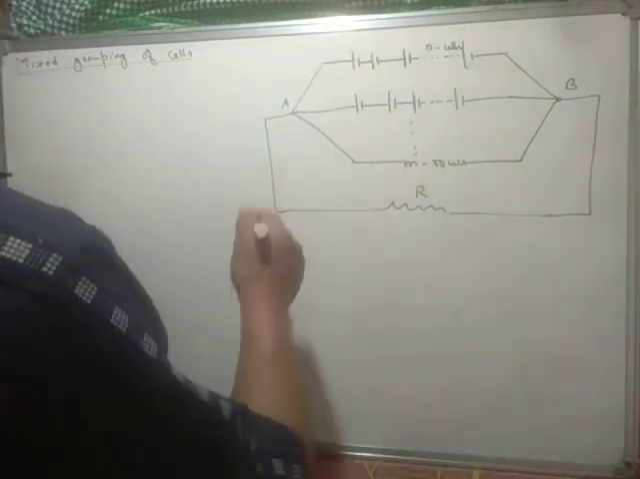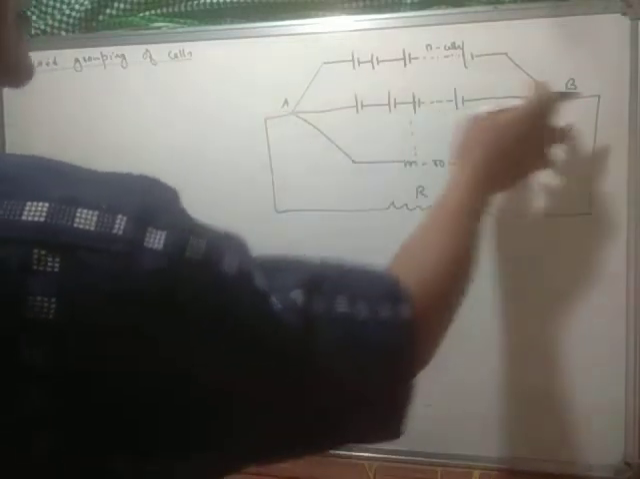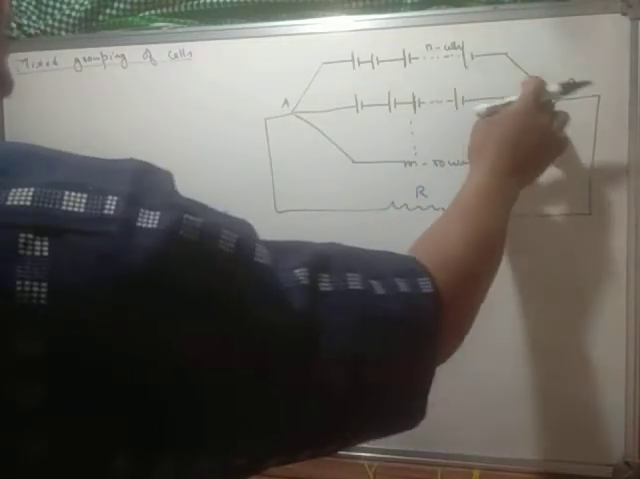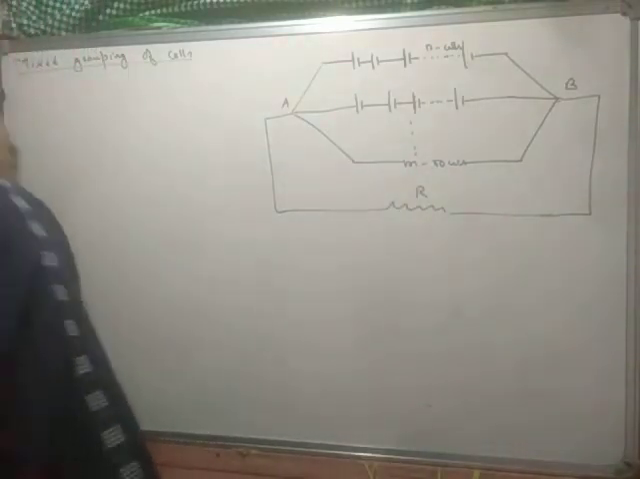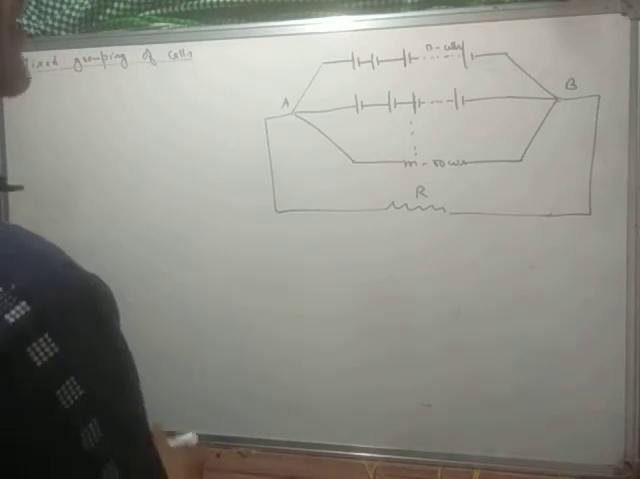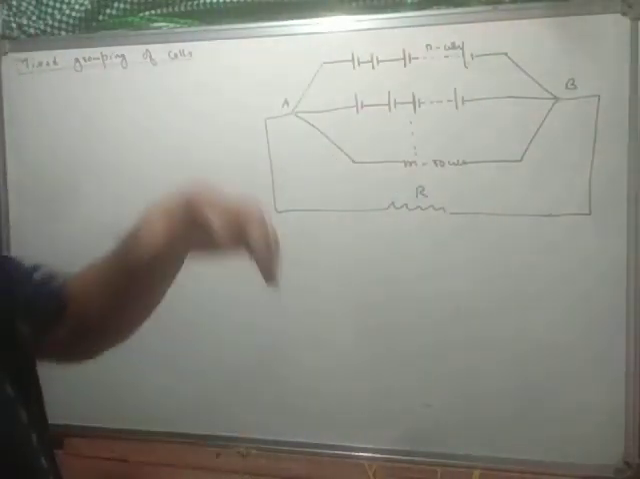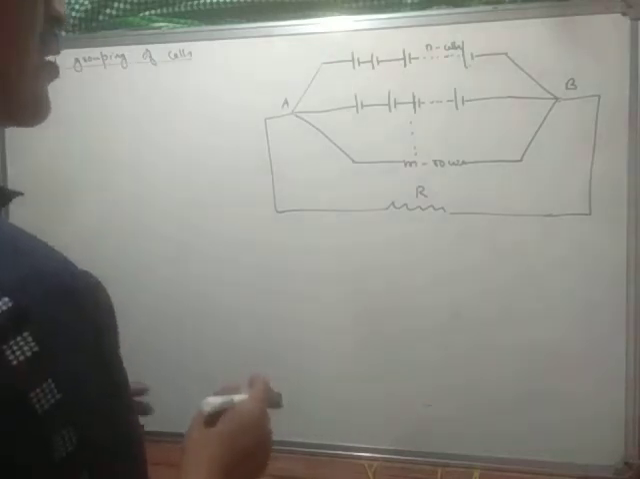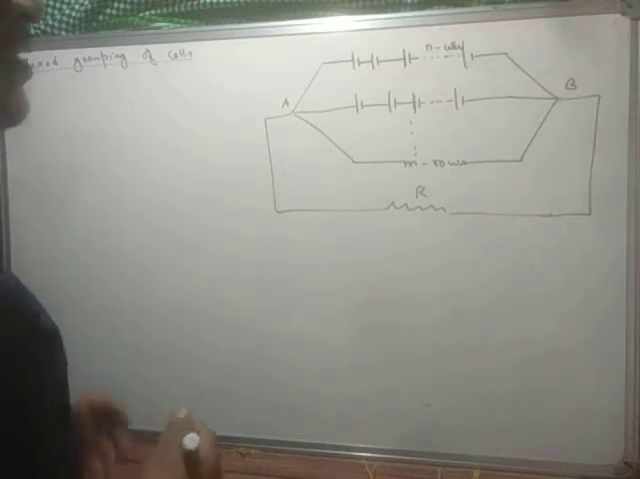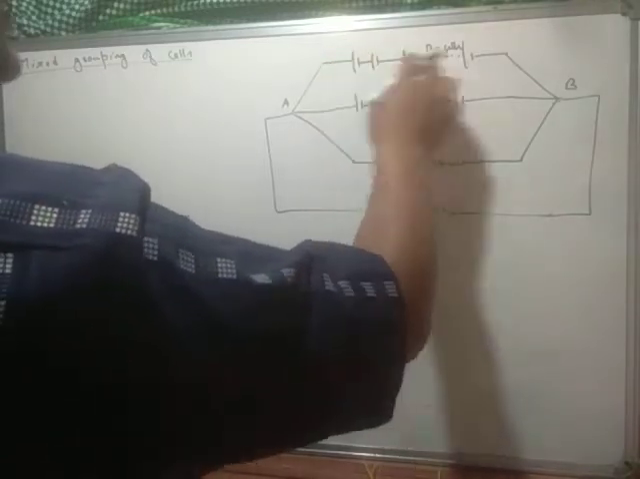These are the common points A and B, and these common points A and B are connected to the external resistance capital R. Now let us find out the total EMF of this combination, the total internal resistance of the combination, the total resistance of the circuit, and also the current.